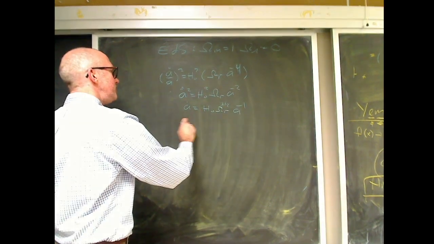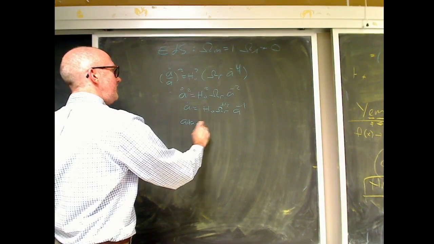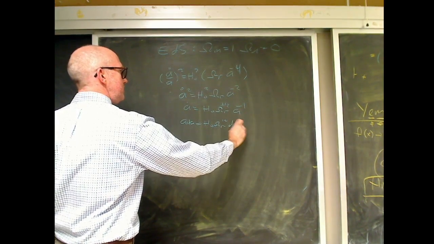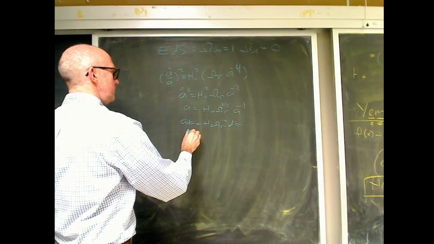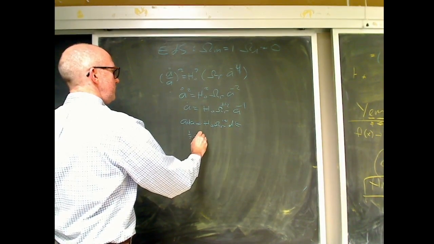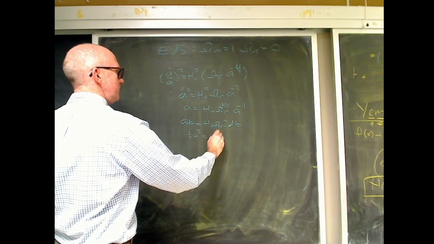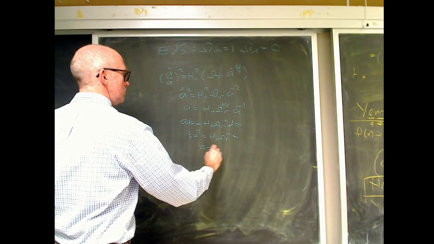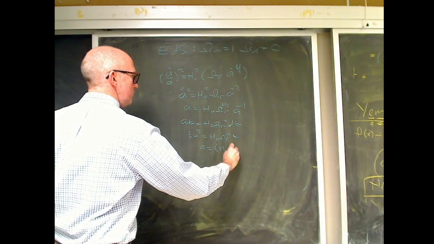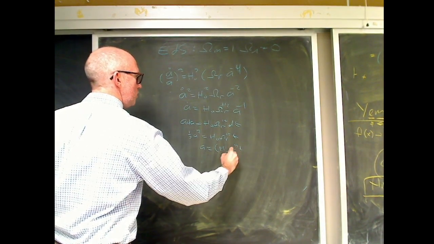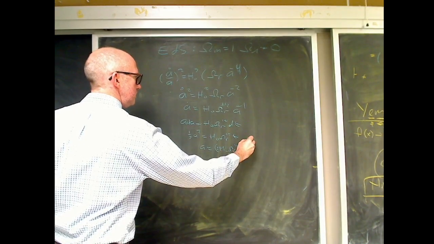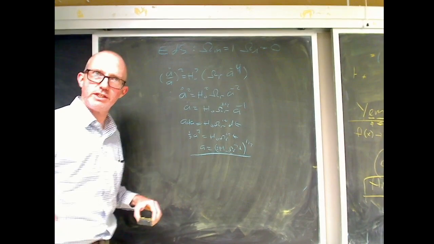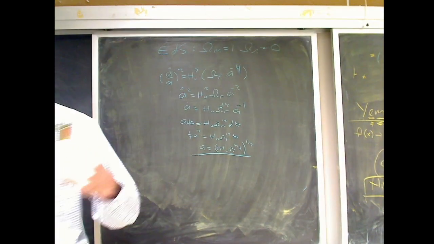So okay, A comes over here, and we got A dA equals H naught omega R to the 1/2 dt, and then this becomes 1/2 A squared equals H naught omega R to the 1/2 T, so A equals H naught omega R to the 1/2 T to the 1/2. Good. Everybody happy with that?